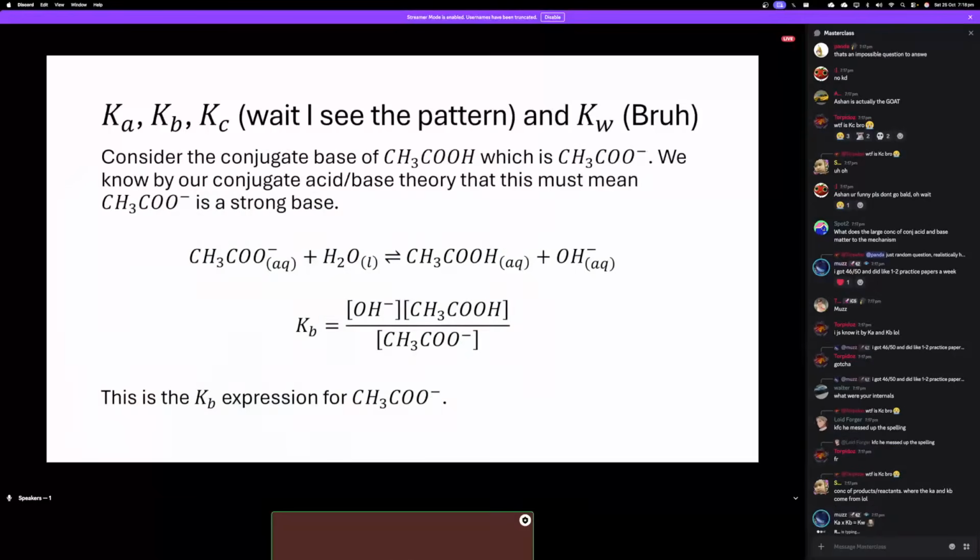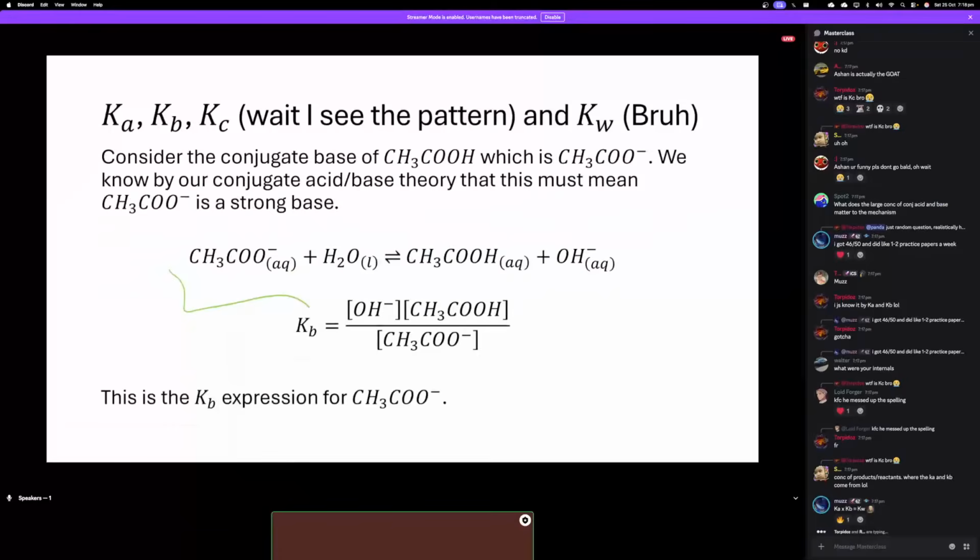Then we can do the same thing for bases. So here we have CH3COO minus. This is the conjugate base for our acid.